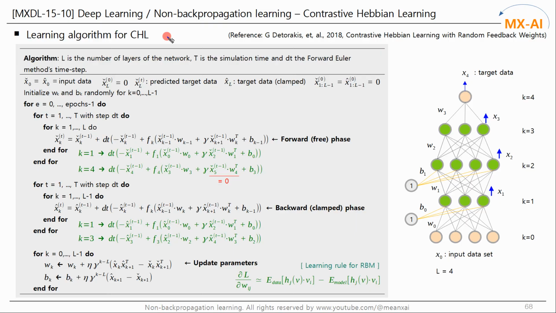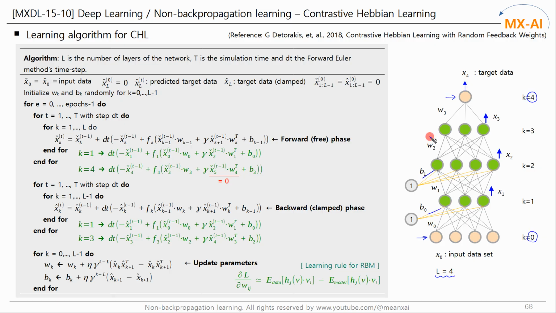Next, let's take a look at the learning algorithm for CHL. Let's take a multi-layer neural network like this as an example. This neural network consists of a total of 5 layers: 1 input layer, 3 hidden layers, and 1 output layer. K is the layer number from 0 to 4. L is the number of the last layer.